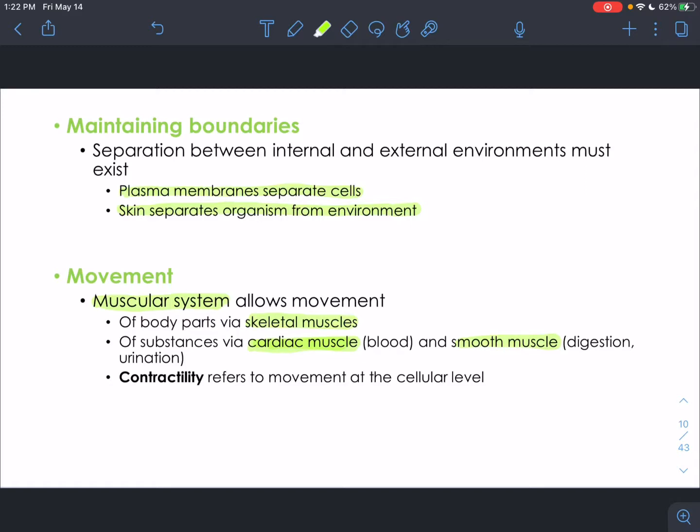We also have this term contractility, which is the movement at the cellular level. So inside of our cells, things aren't just sitting still, right? Things are moving within the cells as well, okay?